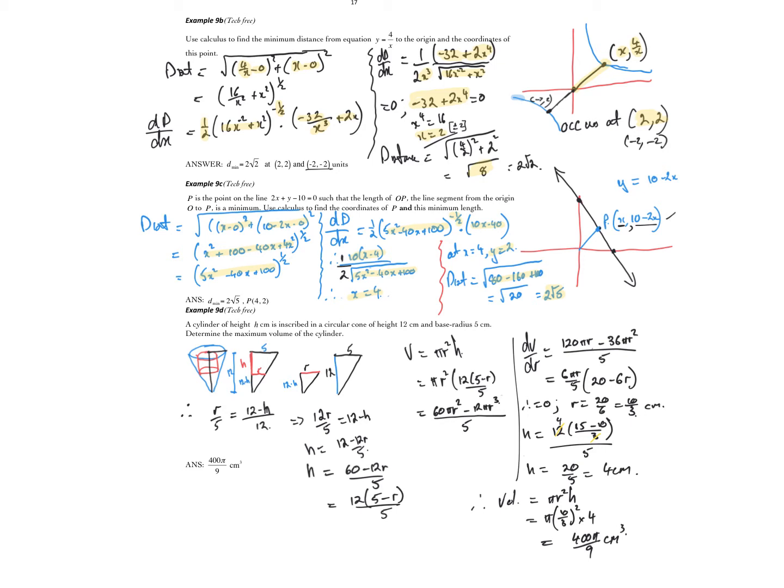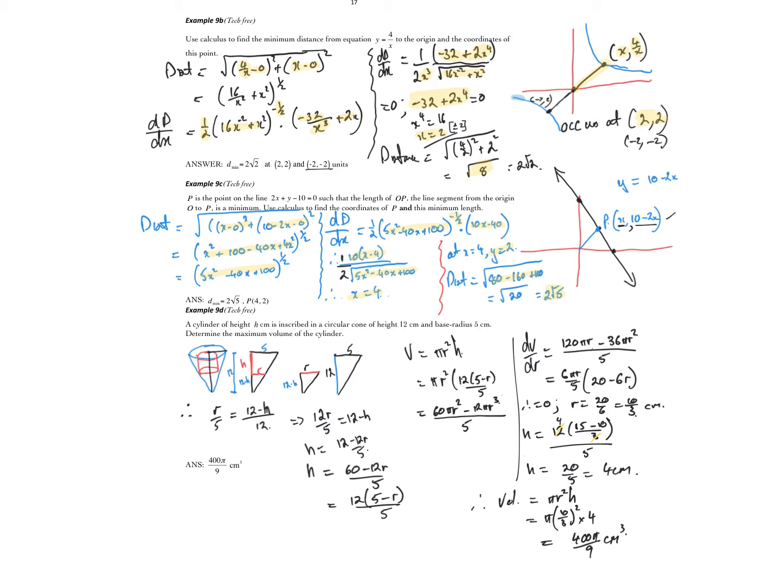This was a past paper question that caused all sorts of havoc. In fact, I think the students referred to it as the cone of death. Perhaps a bit dramatic, but anyway. A cylinder of height h centimeters is inscribed into a circular cone of height 12 and base radius 5. Determine the maximum volume of the cylinder.